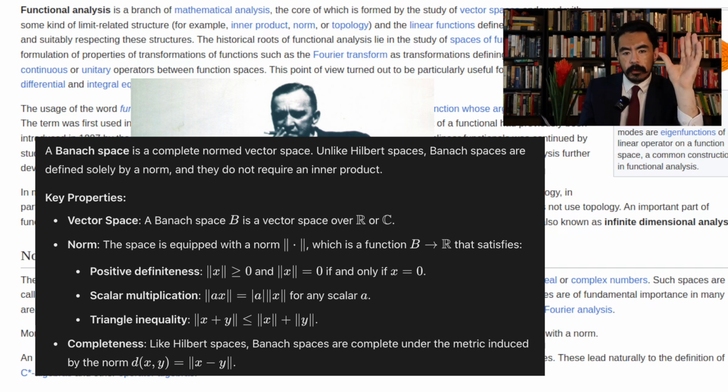So, for a Banach space, let's say call it B, we have that B is a vector space over the real numbers or the complex plane. And we also have for B a norm, which is a function from B to the real numbers, let's say, which satisfies being positive definite. It obeys scalar multiplication, and it is subject to the triangle inequality.